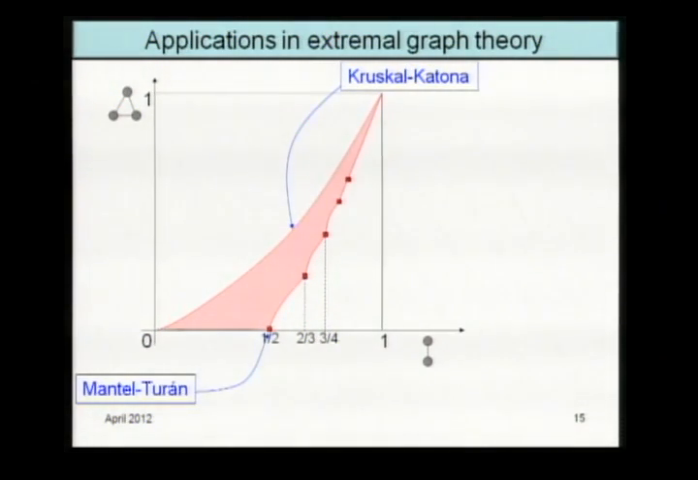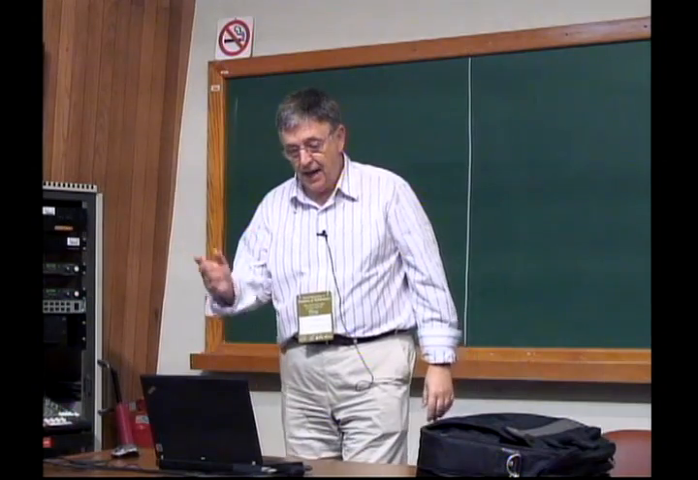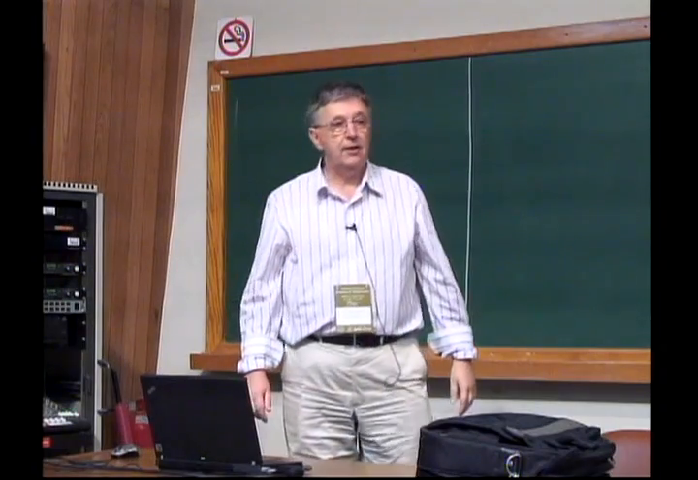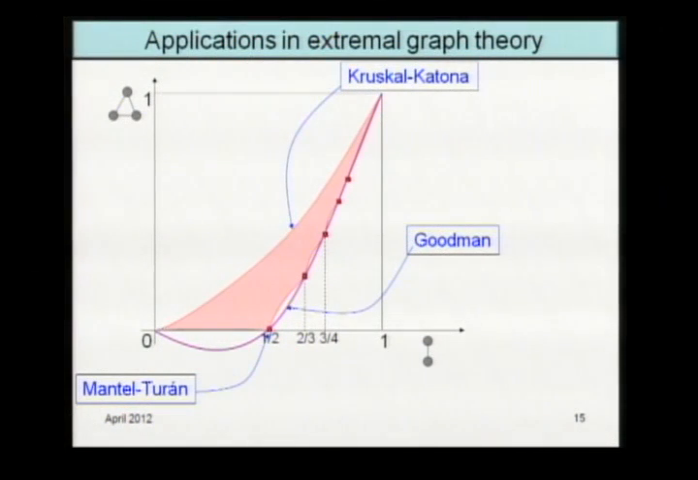First of all, the Montel-Tuan theorem says that above 1/2, the curve leaves the x-axis and goes up. I mean the lower boundary. Up to 1/2, of course, you need not have any triangle, because with 1/2 we have seen this complete bipartite graph, and the subgraphs of it fill the line up to 1/2. But above 1/2 it has to be larger than 0.